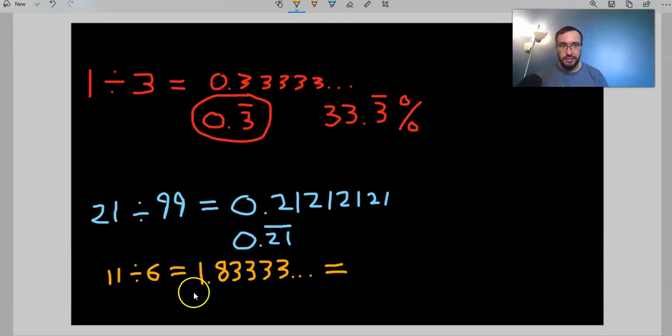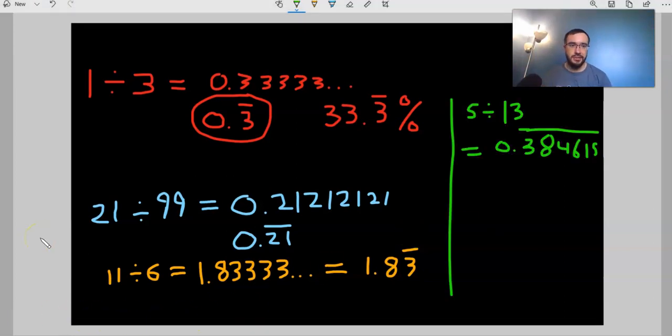So everything in front of the decimal is obviously not recurring, so we got 1 point. And then there's only one 8, and then the 3 is recurring. So what we're going to do is we're going to write the 8, and then the 3, and then we're going to write a horizontal line over the 3 to show that, hey, the 3 is recurring, but the 8 is staying the same.